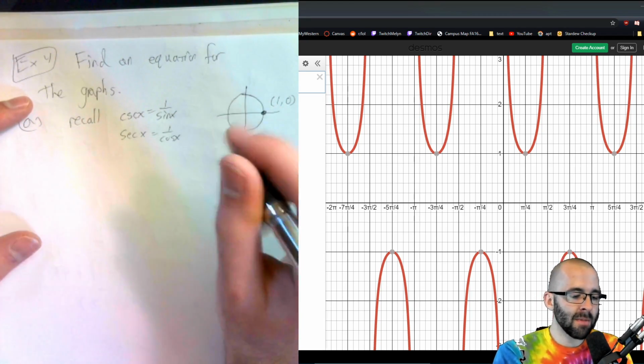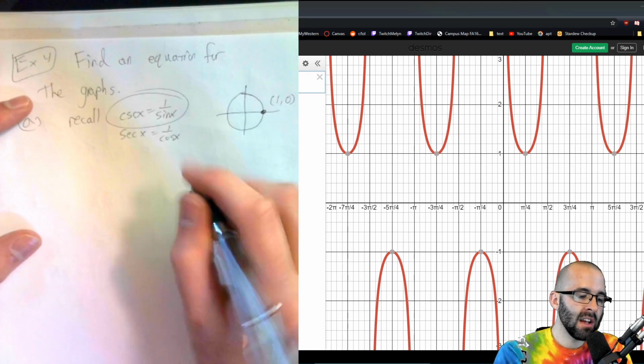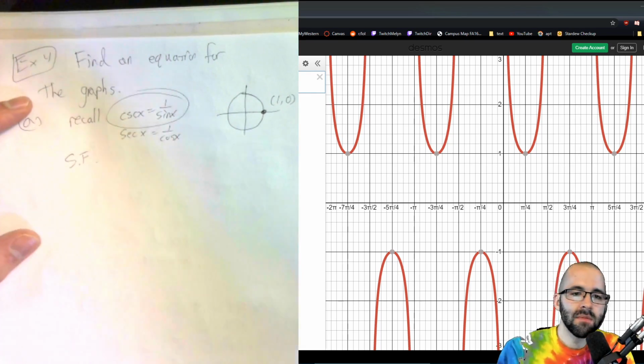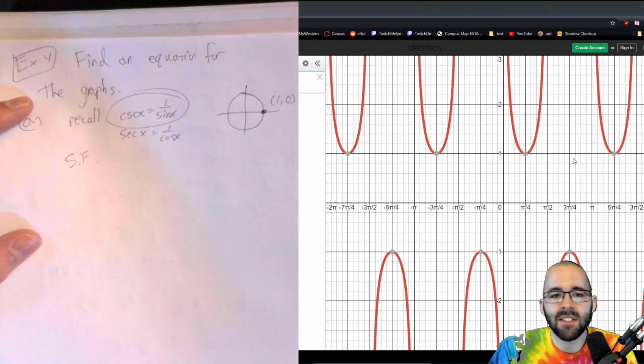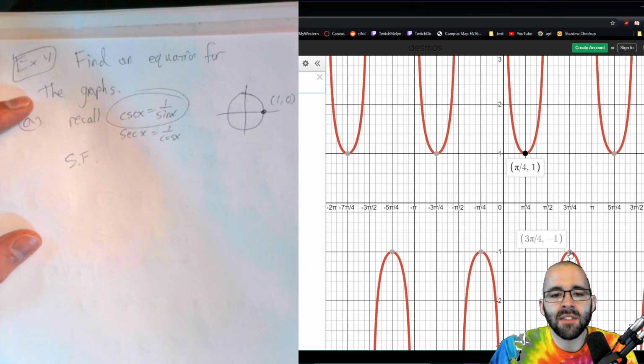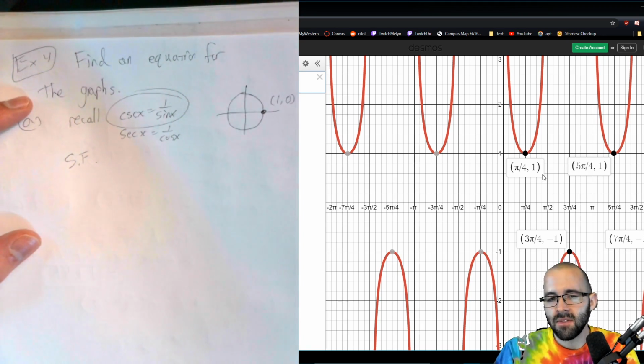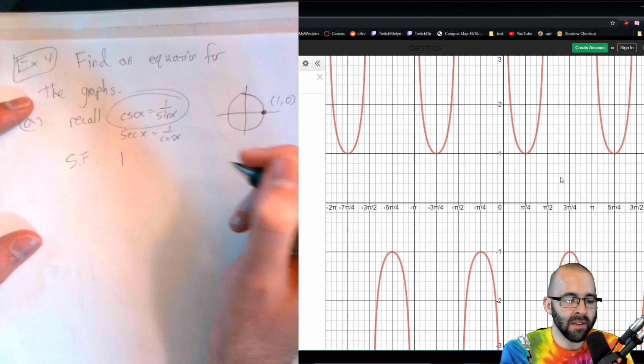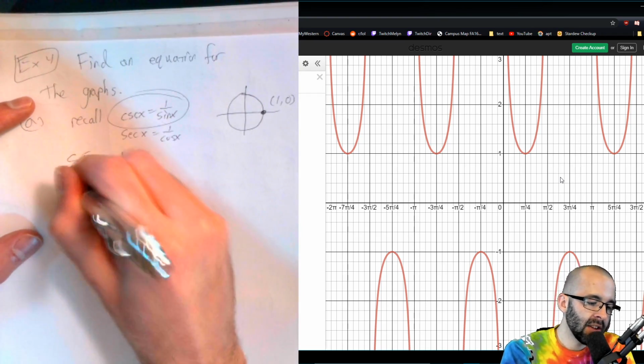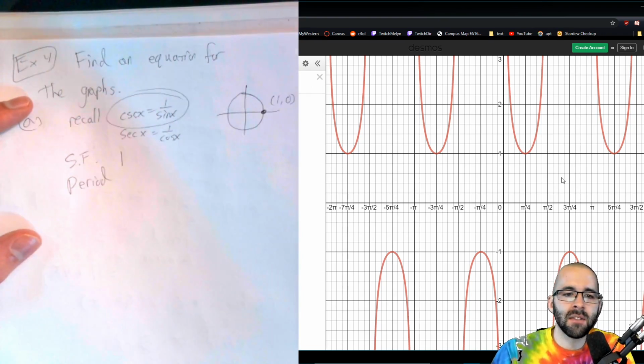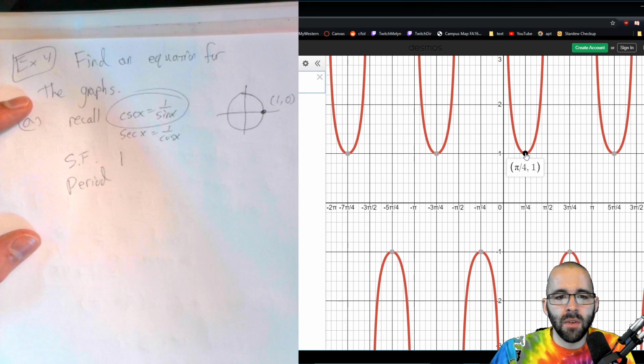So we have to figure out some other things. So we're going to use cosecant here. We have to find the stretching factor. Stretching factor for secants and cosecants is super easy. As long as there's not a vertical shift, it's just whatever the y value is at all of these points. The y value is 1, so our stretching factor is just 1. Great. Let's find our period so we can figure out what b is. How often does it repeat? Well, we're over here at pi over 4 and 5 pi over 4. You could subtract those to find the period. It's going to be pi.